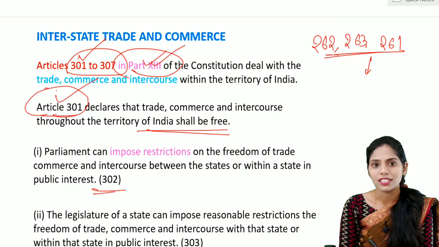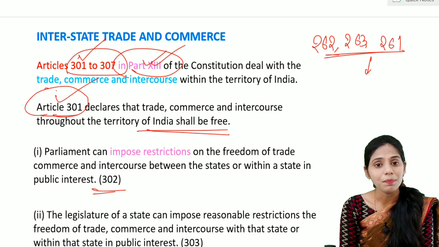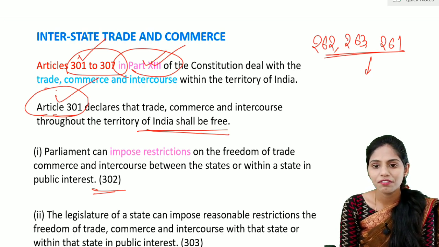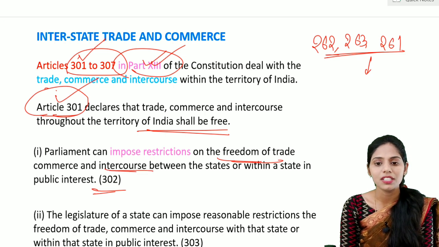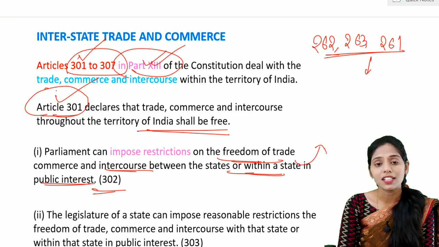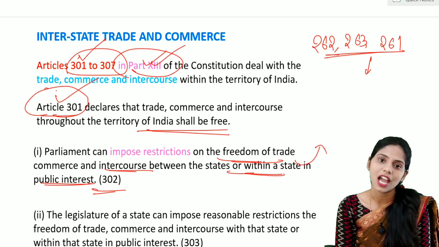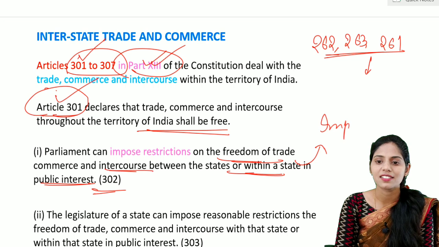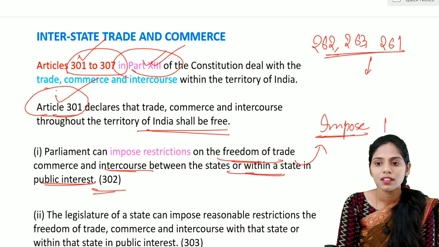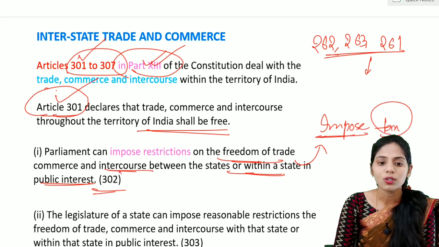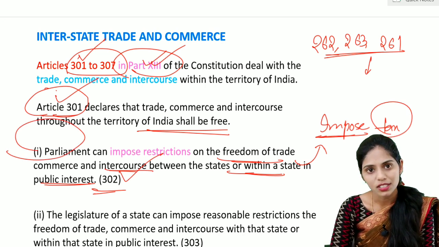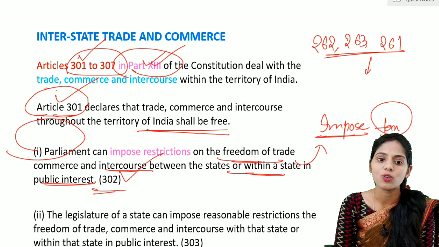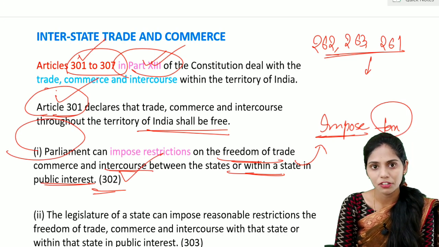Article 302 says that Parliament can impose restrictions on the freedom of trade, commerce and intercourse between the states and within a state in the public interest. So under this Article 302, Parliament has the power to impose tax. Okay. Under Article 302, the power given to the Parliament of India is mainly to impose a tax within the state and within the territory in the public interest.